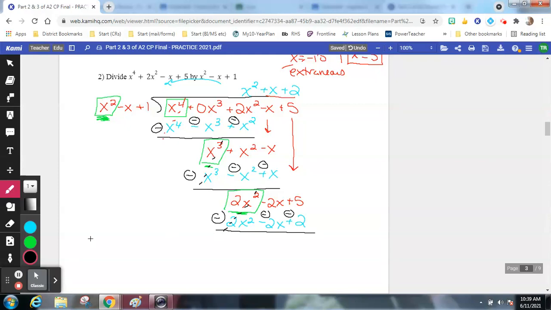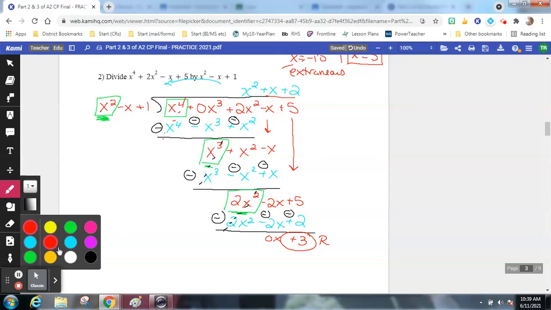Okay, that cancels. Negative 2x minus a negative 2x, well, that also cancels. That's a 0x. 5 minus 2 is a 3. And this is my remainder. Technically 0x plus 3, but it's really just a 3.